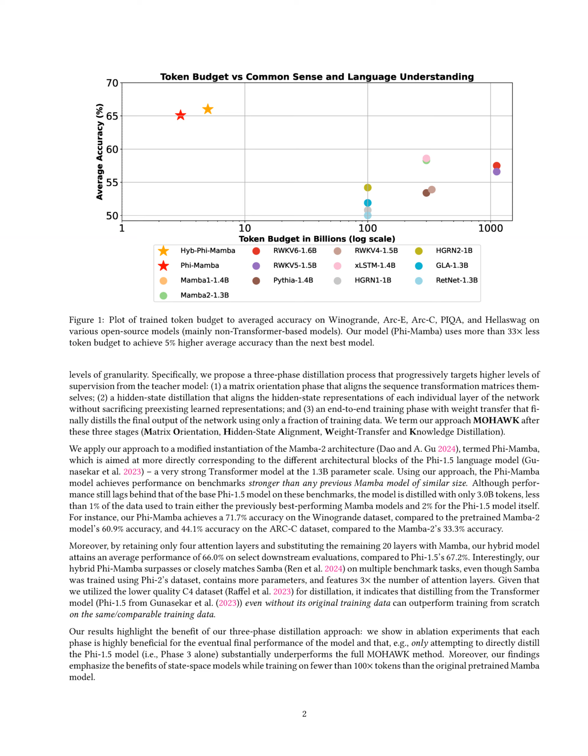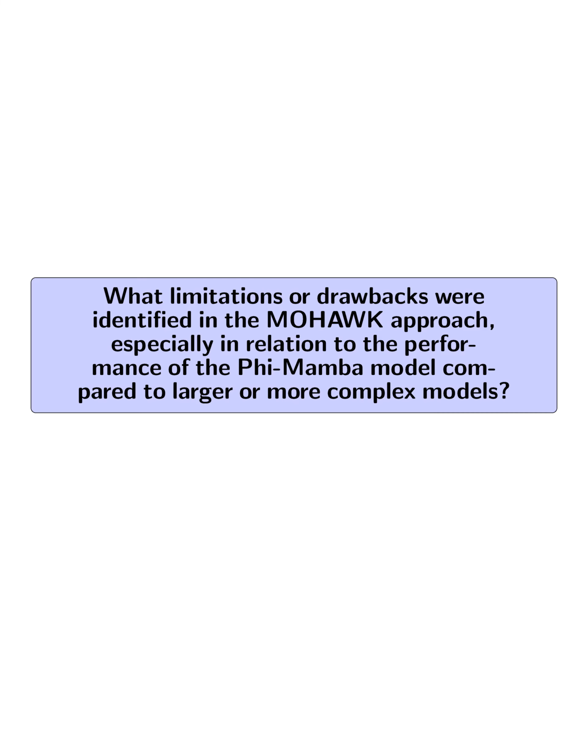compared to existing models. What limitations or drawbacks were identified in the MOHAWK approach, especially in relation to the performance of the Phi-Mamba model compared to larger or more complex models?